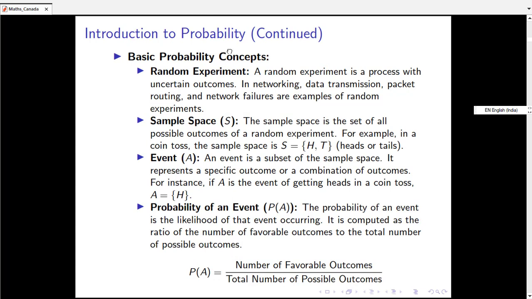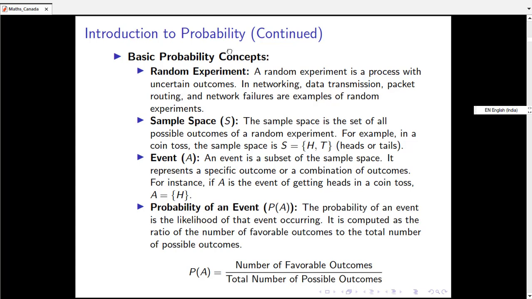Now, what are the basic probability concepts? In basic probability concepts, we basically start with random experiments. Now, what is a random experiment? It is a process with uncertain outcomes. Like in networking, as we see, data is being transmitted, then a packet is being routed, some sort of error in network connections, or network failures. These are random experiments.